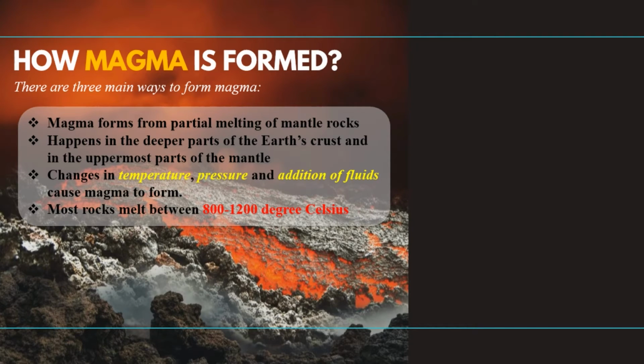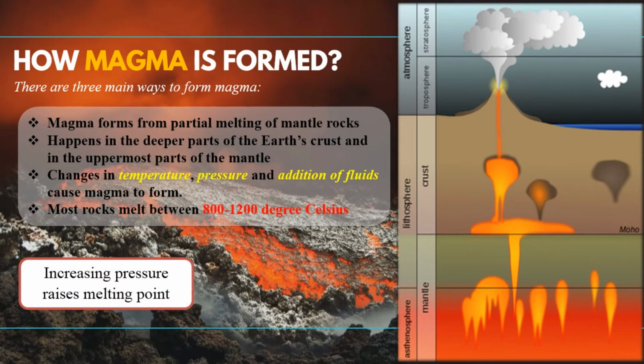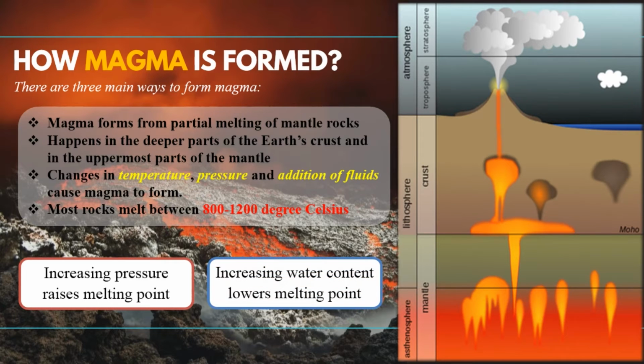Most rocks melt between 800 to 1000 degrees Celsius. The illustration on the side shows how molten rocks rise up to the crust. Remember as well that increasing pressure raises the melting point. On the other hand, increasing water content lowers the melting point.